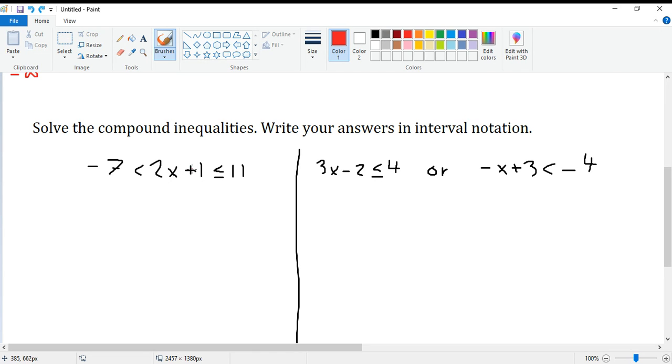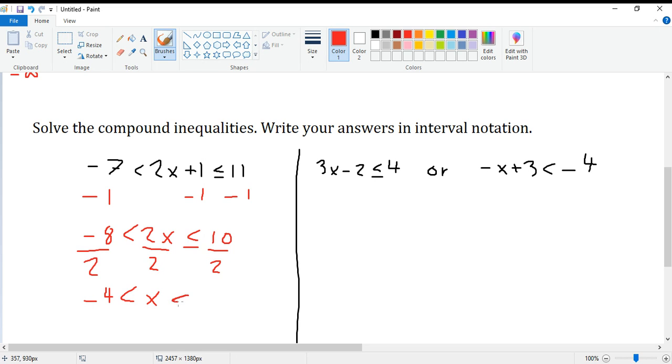So to solve this, your goal is to get x by itself in the middle between the two inequality symbols. Well, how to get x by itself? You start by getting rid of this plus 1 by subtracting 1. But now we have to subtract 1 from all three sides, or all three parts. Once we subtract 1, we'll have negative 8 is less than 2x is less than or equal to 10. And now our goal is still to get x by itself in the middle. We're going to divide all three sides by 2, leaving us with an answer of negative 4 is less than x is less than or equal to 5.